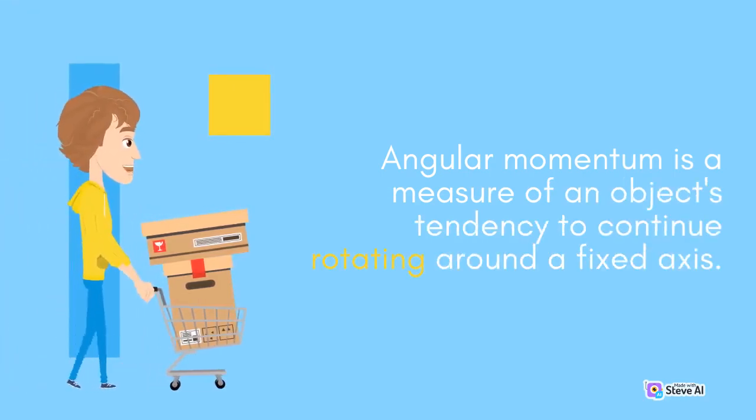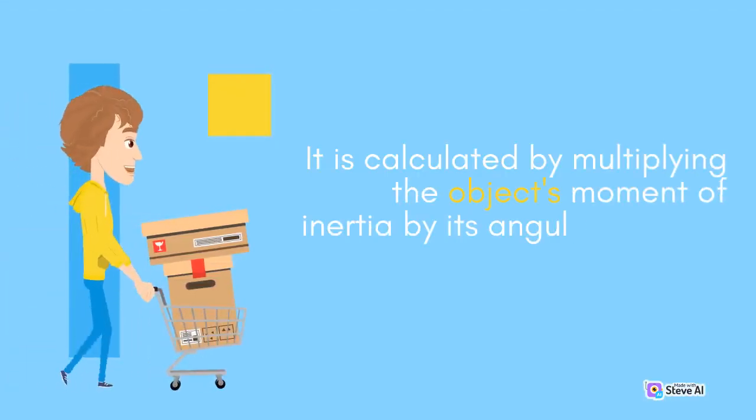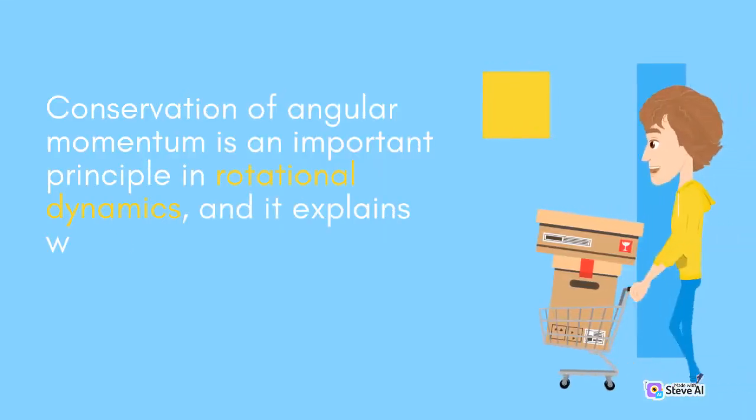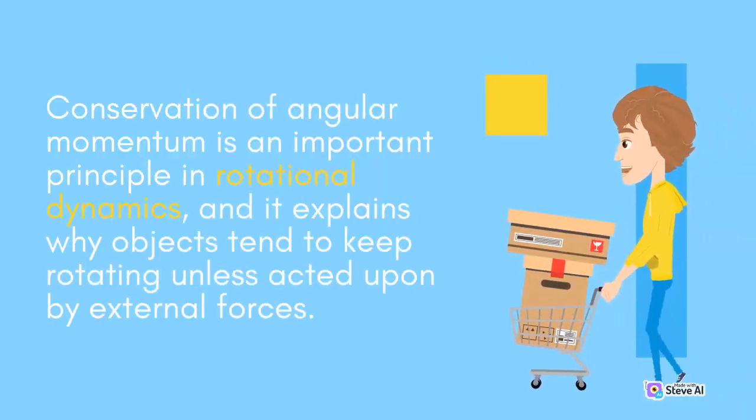Angular momentum is a measure of an object's tendency to continue rotating around a fixed axis. It is calculated by multiplying the object's moment of inertia by its angular velocity. Conservation of angular momentum is an important principle in rotational dynamics, and it explains why objects tend to keep rotating unless acted upon by external forces.